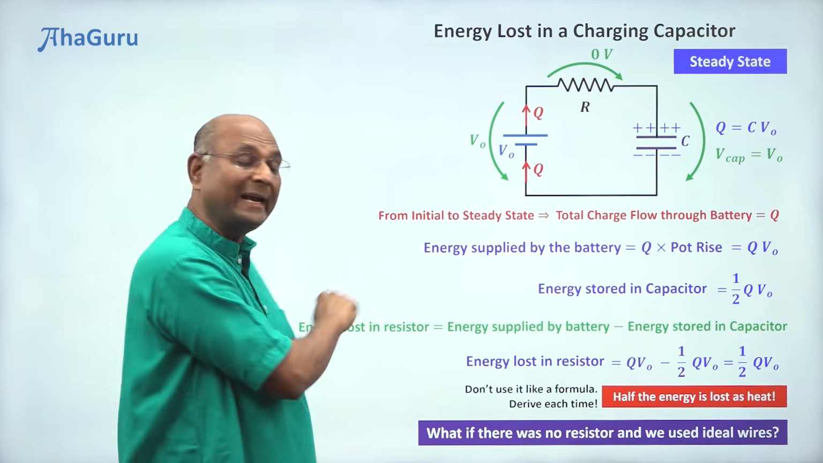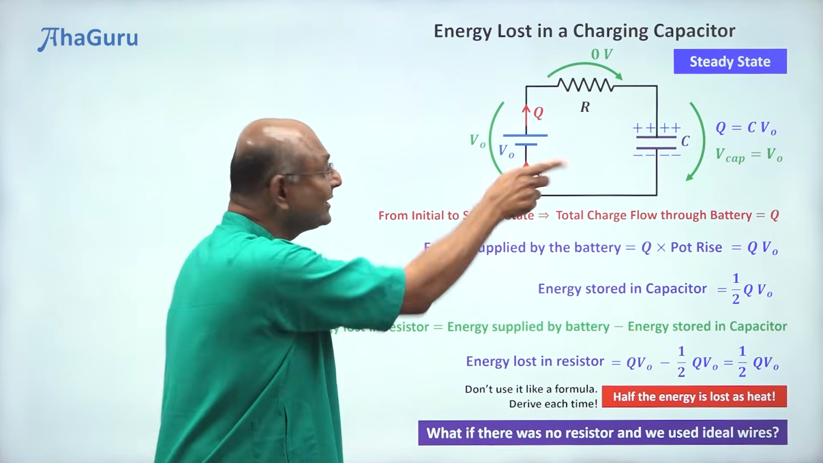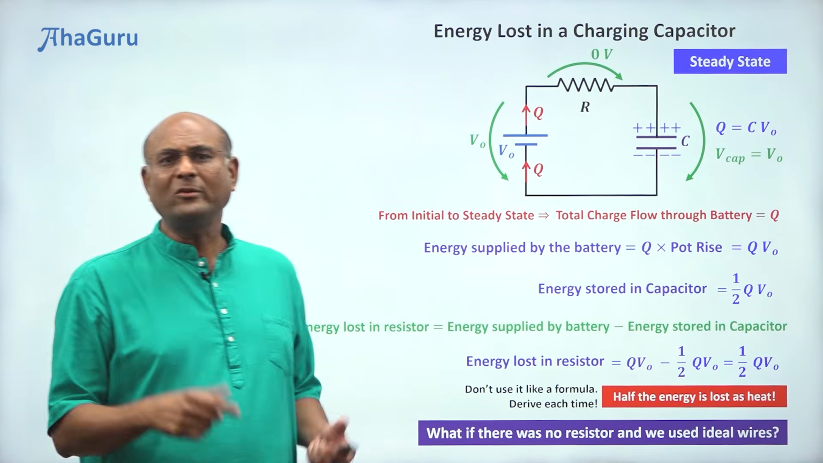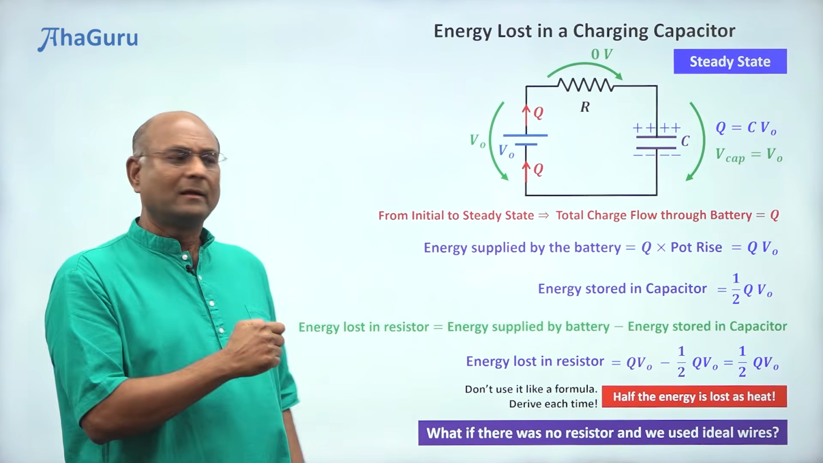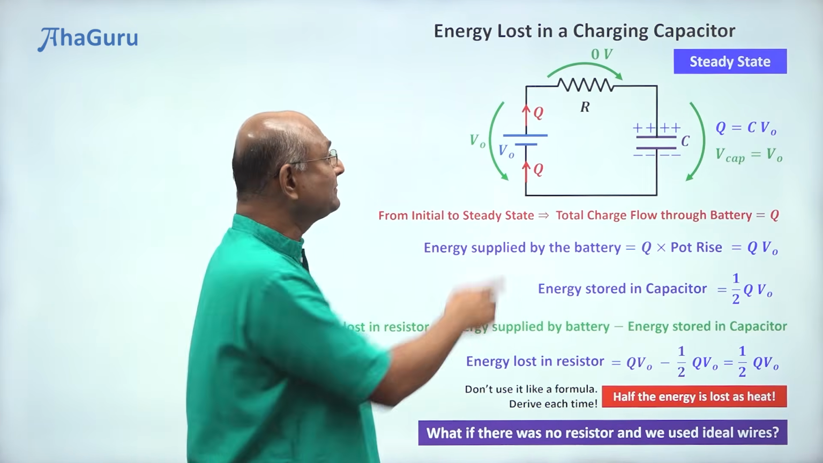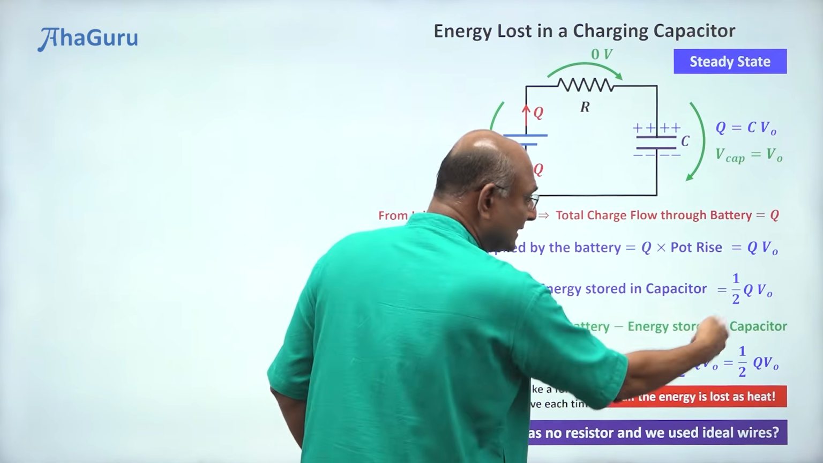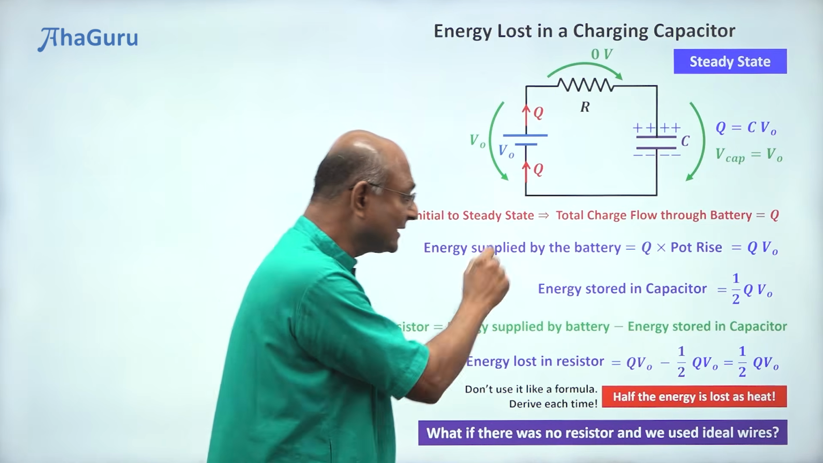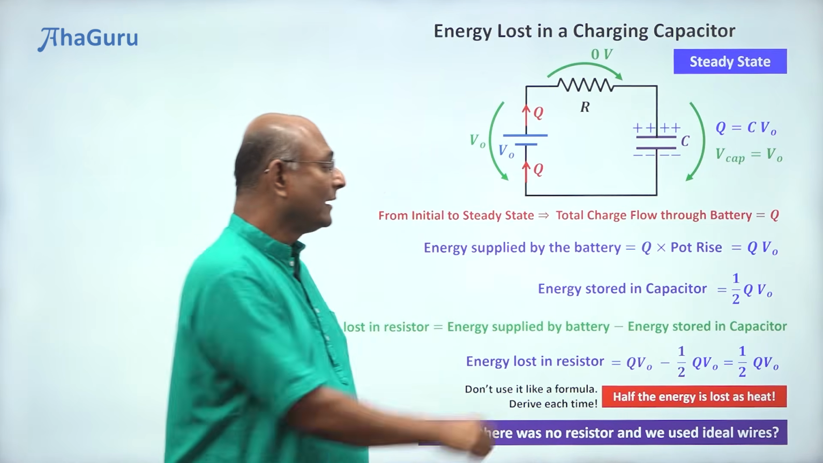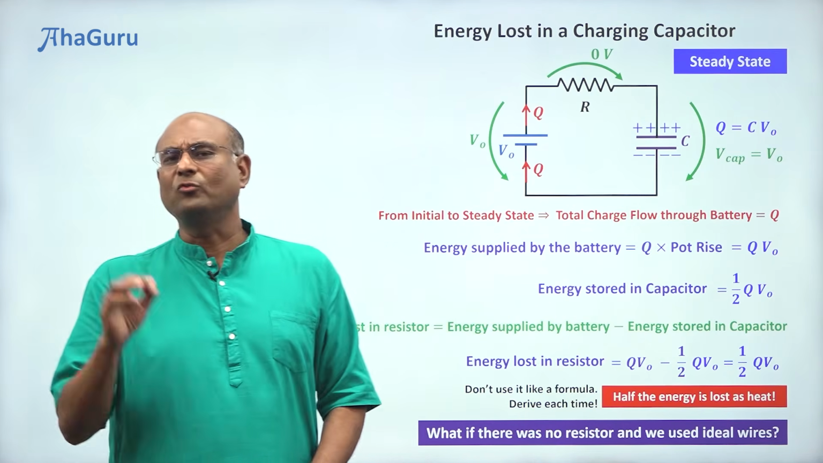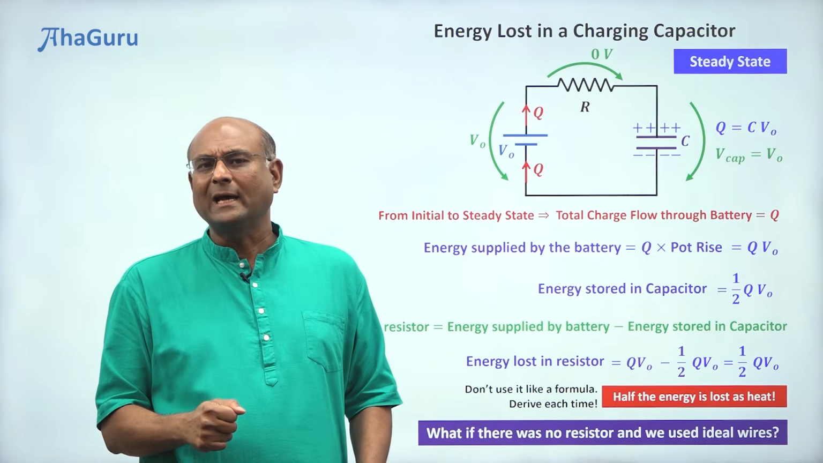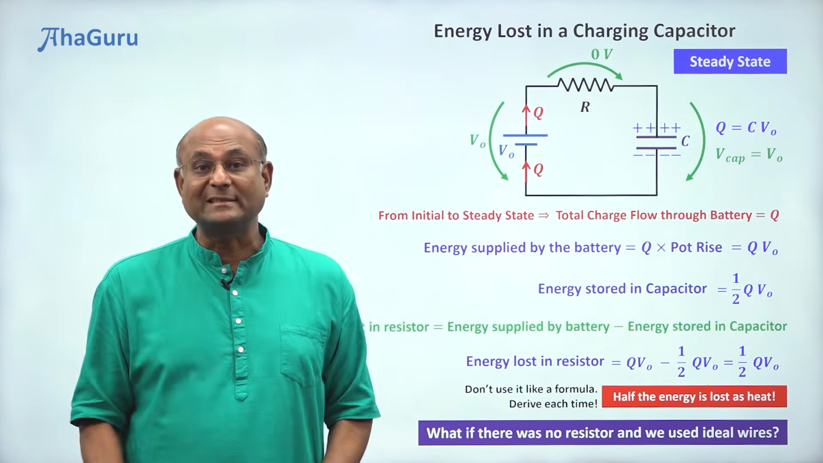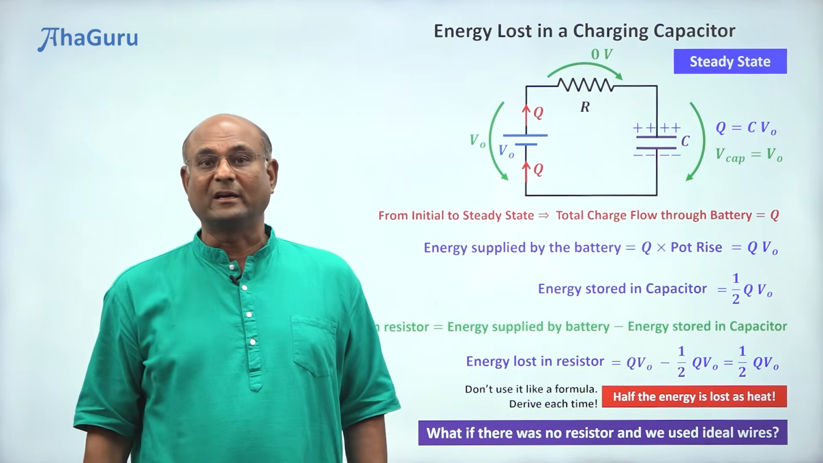What if I made this an ideal wire? Suppose there was no resistor. Suppose I used an ideal wire. I made the resistance 0. What do you expect? Well, it should be the same answer, right? Because if I made the resistance 0, this doesn't depend on the resistance at all. So the answer is that the energy lost in the resistor is still exactly half QV0. But I'm using ideal wires. I'm not using a resistor at all. So then how can I say the energy is lost in the resistor? Let us understand this a little more.